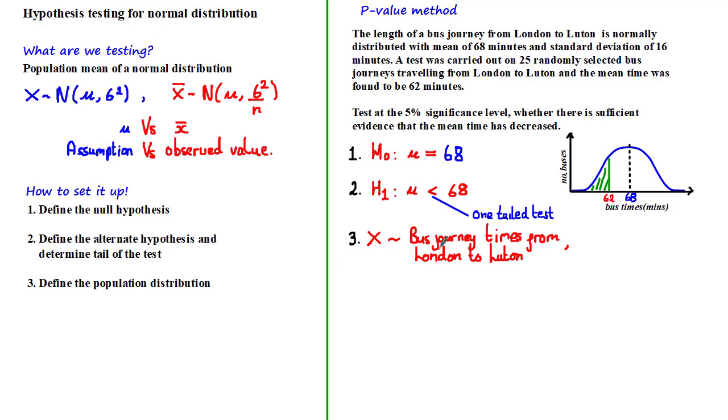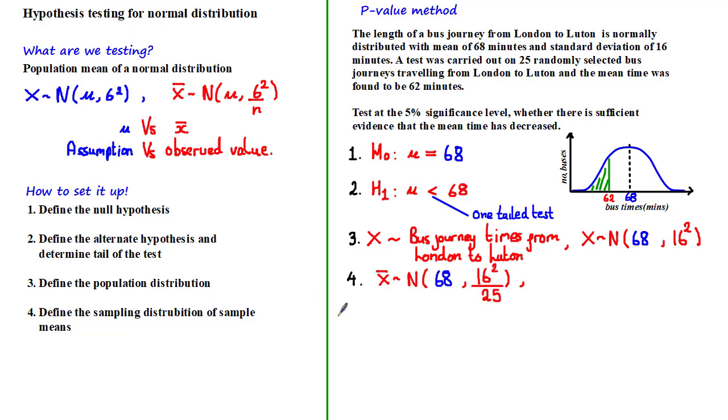Next, we need to define the population distribution. If we call x the bus journey times from London to Luton, then x is normally distributed with a mean of 68 and a variance of 16 squared. After this, we need to define the sampling distribution of sample means. From the previous tutorial, we should now know that this distribution, which we call capital X bar, would also be normally distributed with the same mean of 68 and a variance of the variance divided by n, where n is the sample size.